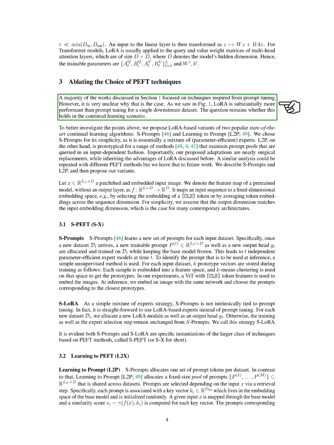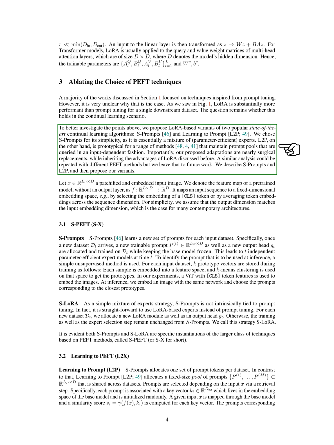When comparing PEFT techniques, it has been observed that LoRA outperforms prompt tuning significantly for a single downstream dataset. However, it is essential to investigate whether this superiority holds in continual learning scenarios. To delve deeper into this comparison, we propose LoRA-based variations of two popular continual learning algorithms, S-prompts and learning to prompt, L2P. These adaptations aim to combine the advantages of LoRA with the existing algorithms, providing a more efficient and effective learning process.